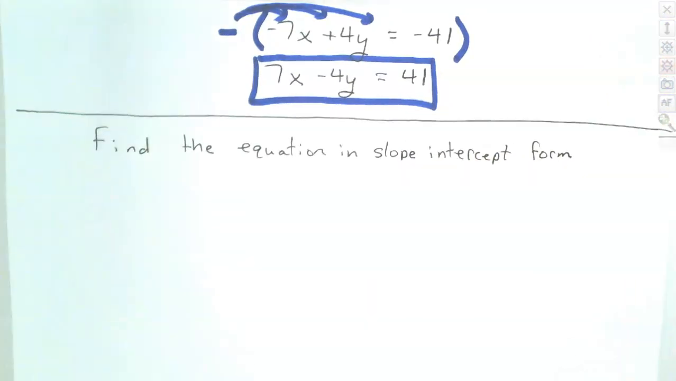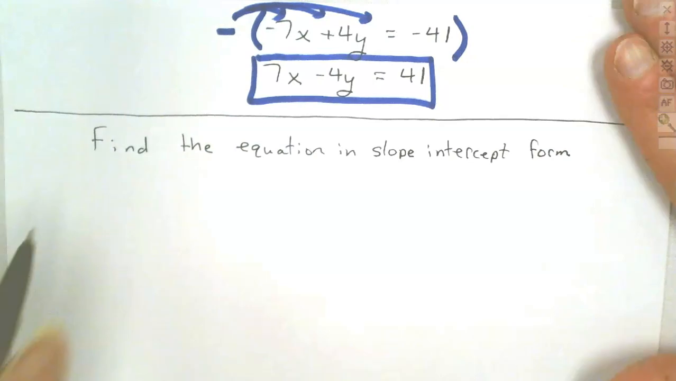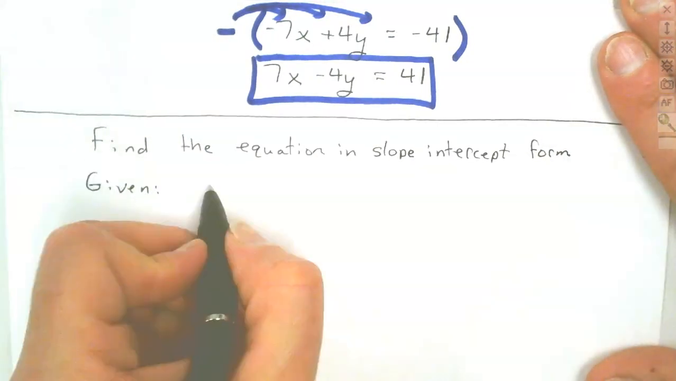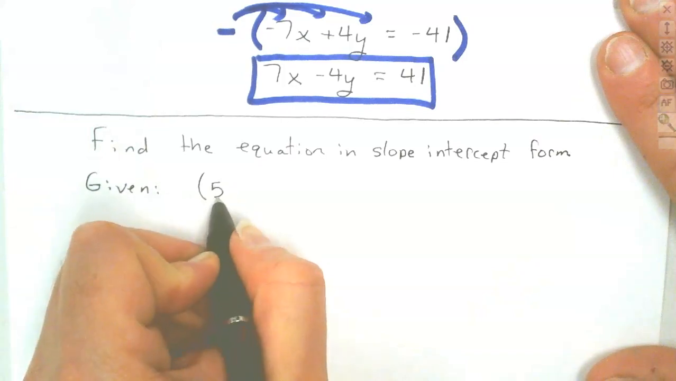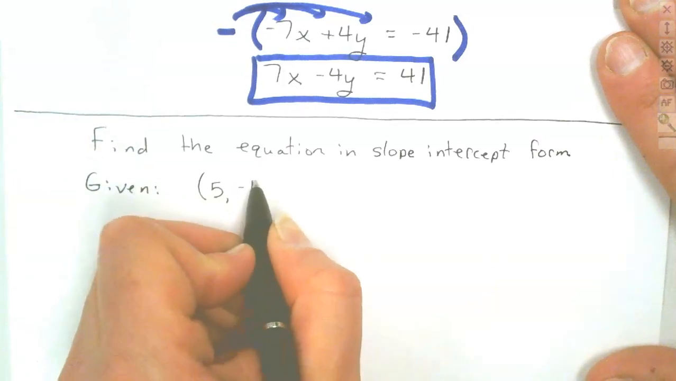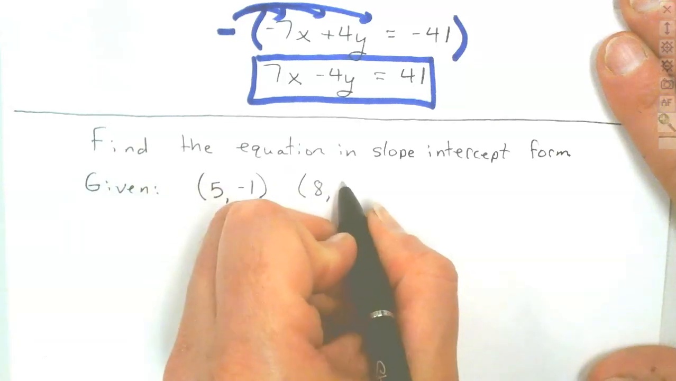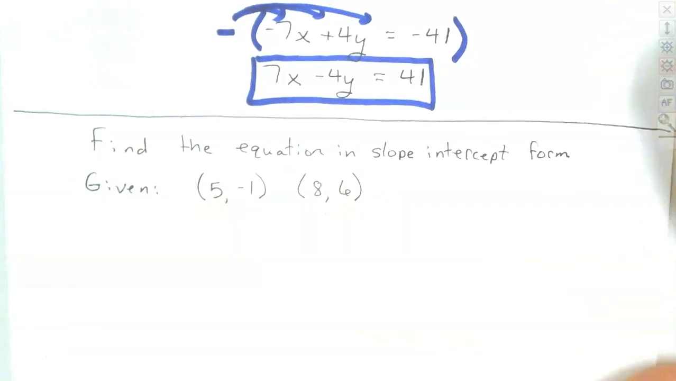Find that equation in slope-intercept form. And you're going to be given, again, 2 points. So 5, negative 1, and 8, 6. So we've got our 2 points again. So that means we use our second flow chart.